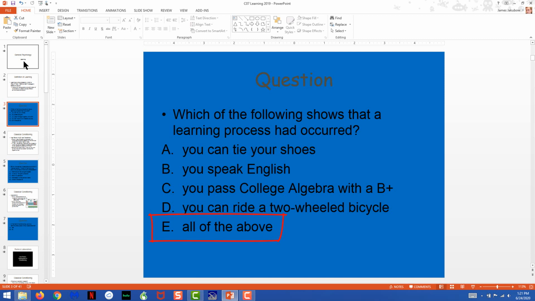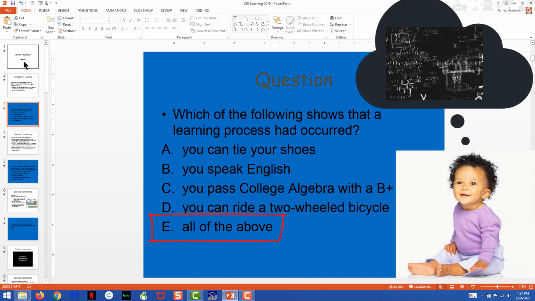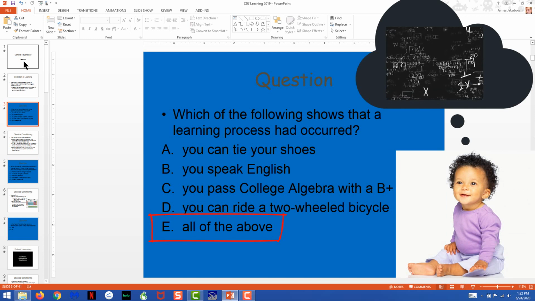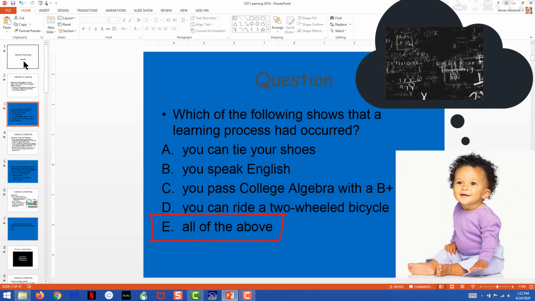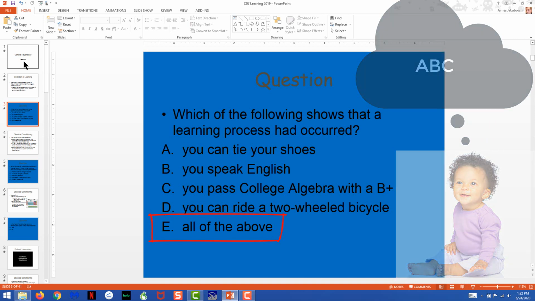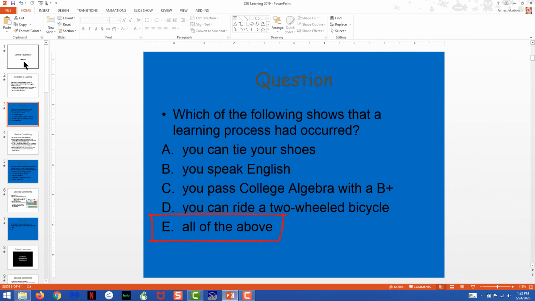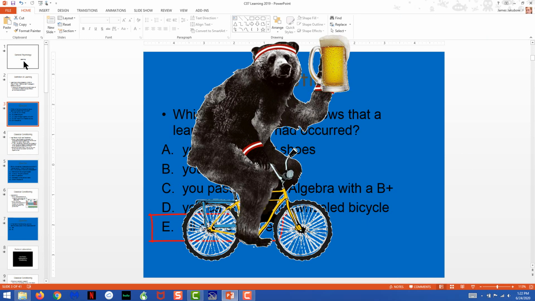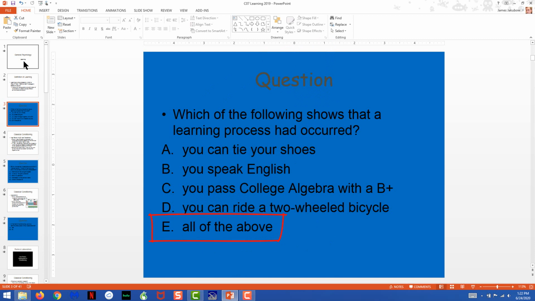So for example, babies are not born with the reflexive ability to tie their shoes. So if you can tie your shoes, that requires learning. Babies are not born with a particular human language, so if you can speak English, that required learning. Babies are not born with a reflexive capacity to pass college algebra, although that would be nice. So if you can pass college algebra with a B+, that required learning. And the same is true with riding a two-wheeled bicycle. Human beings simply don't have a reflexive capacity to do so, so if you see the behavior occur, then it had to have occurred through a learning process.